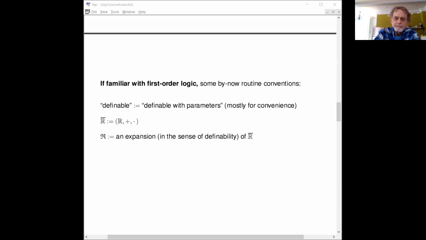I think definable should mean definable without parameters, but I'm on the losing side of that for now. We'll denote the real field, as a semantic object, not a syntactic object, with just a blackboard R with an overline over it. And I'm going to use this math tractor to denote an expansion, in the sense of definability, of the real field.